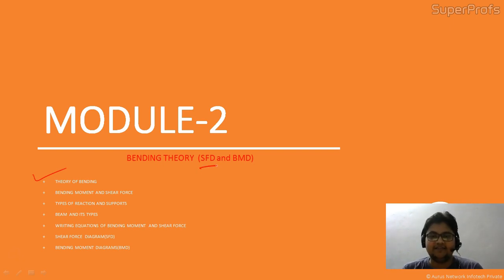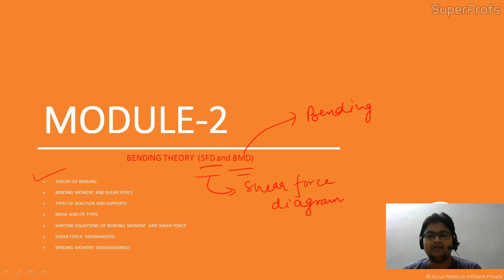So what are this SFD and BMD representing? It is the shear force diagram, and this is the bending moment diagram. Our usual practice is that we first draw the shear force diagram, and with the help of it we will draw the bending moment diagram. We can draw that one directly also, but we will see how we can interrelate the diagram that we draw for the shear force to that of the bending moment.